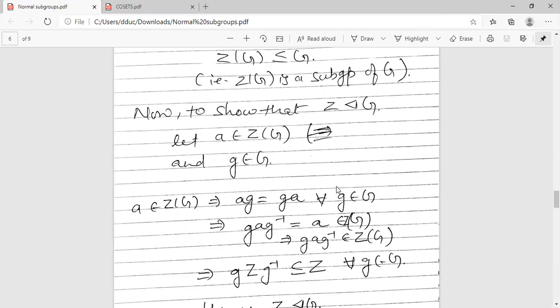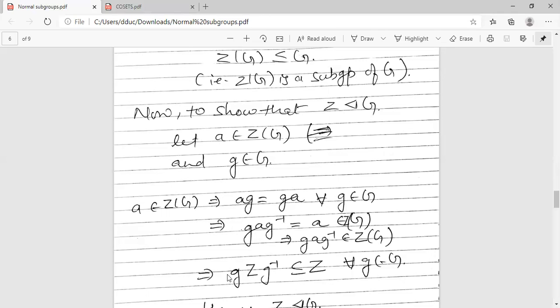So for that, consider any element of the group and any element of the center. Suppose that a belongs to the center and g belongs to the group. If a belongs to the center of G, that means by definition of Z(G), ag is equal to ga for all g belongs to G. So from here, if you multiply by g inverse on the right hand side, then we get g a g inverse equal to a g g inverse, that is a into identity, which is a. So g a g inverse is equal to a, and a belongs to Z(G). That means g a g inverse belongs to Z(G).